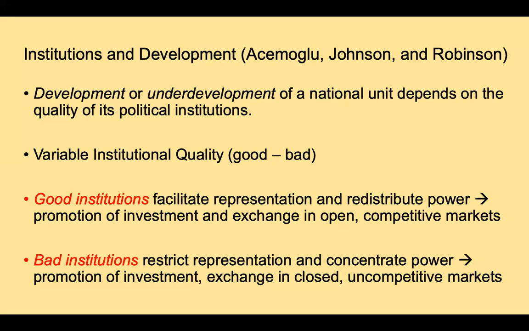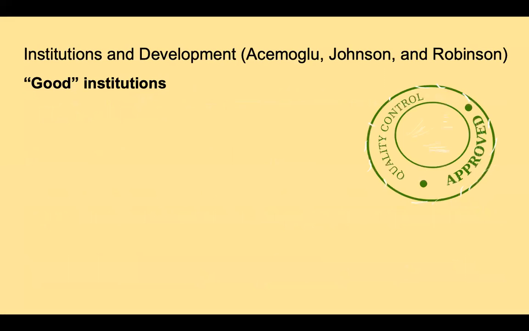The idea is that where you have bad institutions, society will be unable to constrain the arbitrary expressions of power of those powerful elites who don't have an incentive to promote investment and exchange in open and competitive markets. And so this is the logic of the argument. Let's talk about what these good institutions do on a more piece-by-piece basis.